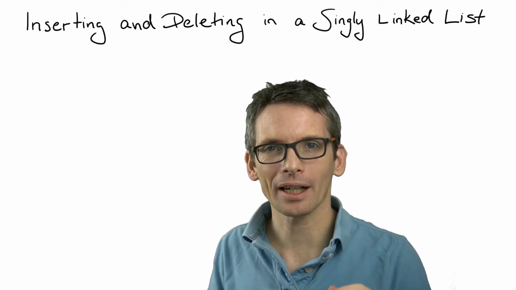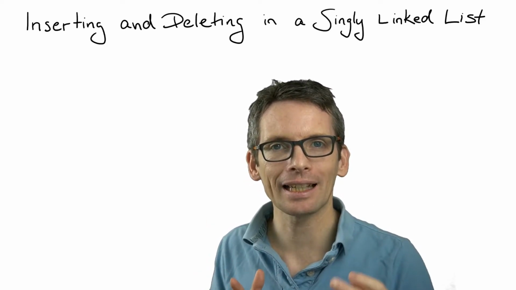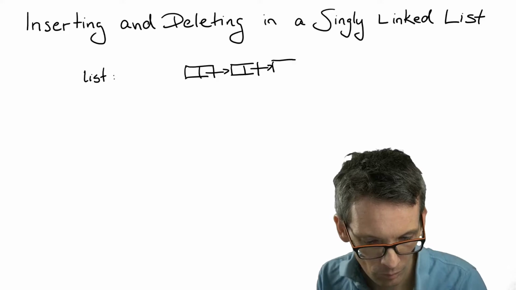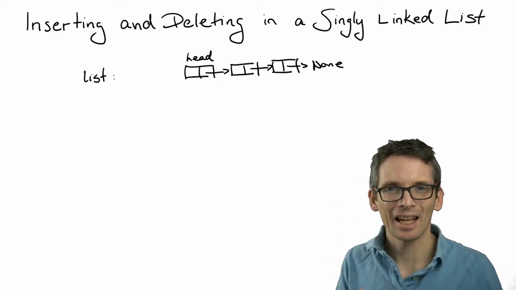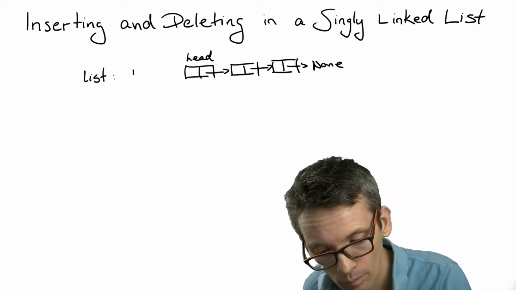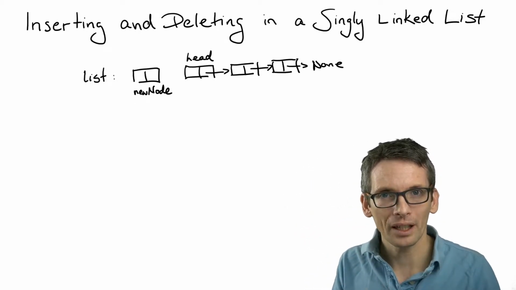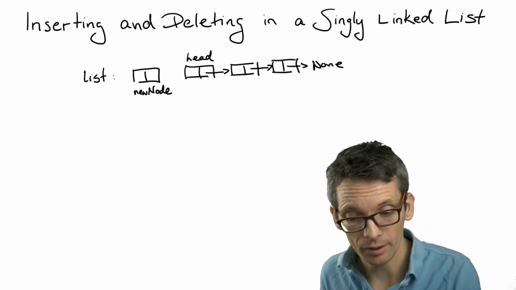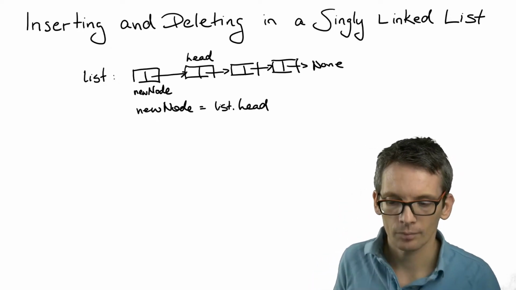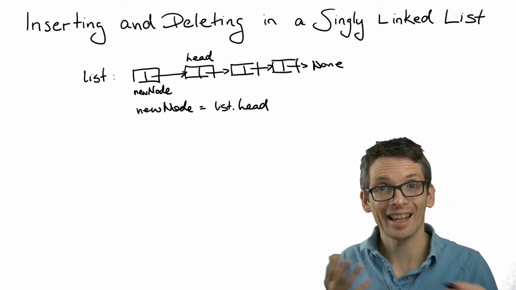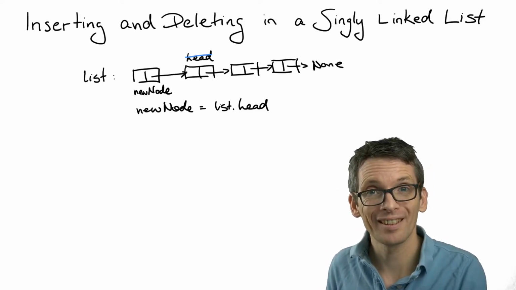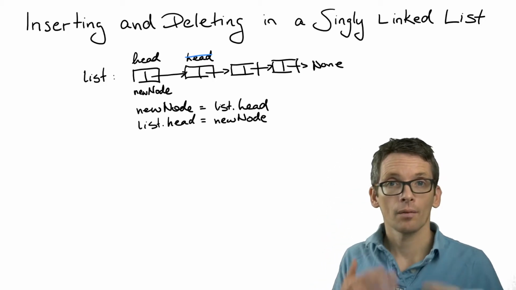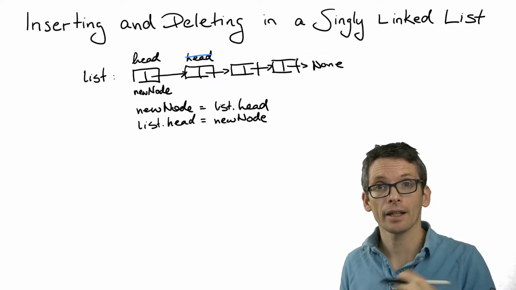In this short video, I want to look at how we can insert and delete in a singly linked list. Let's have a list. Assume we want to insert a new node at the head. What we need to do is set the next of the new node to what is currently the head. Now we just need to update the head of the list to be the new node. And that's it. We've inserted at the head of the list.